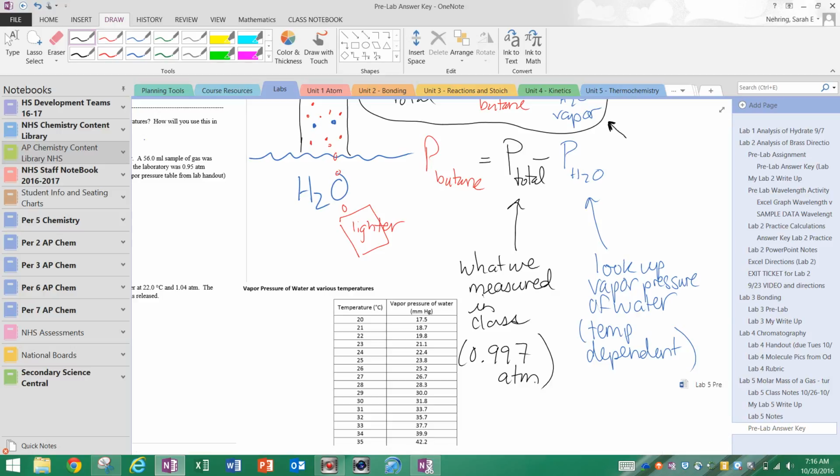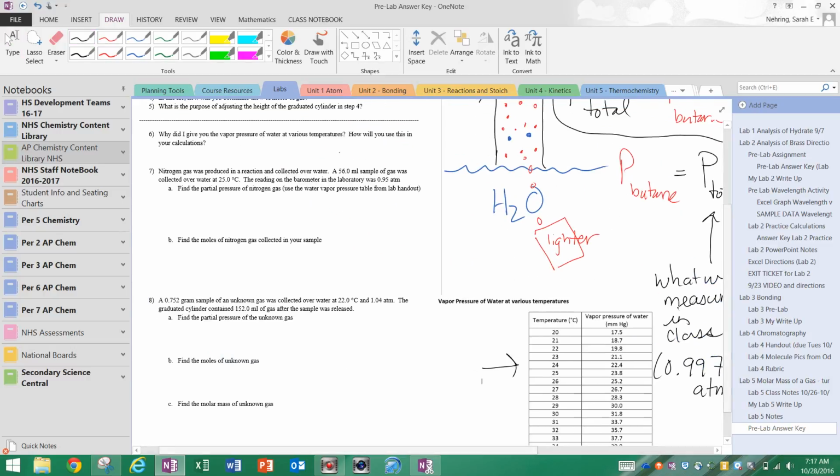That's a temperature-dependent value, so each group is probably going to have a different value there depending on the temperature of your water, whether it was 21, 22, 20 degrees. And this table right here was given on your lab handout, so you can look up the vapor pressure of water. So this is why you're given those, is because you need to find the pressure of butane, you need to subtract the vapor pressure of water from your total pressure. So we'll do a couple problems where we use that.